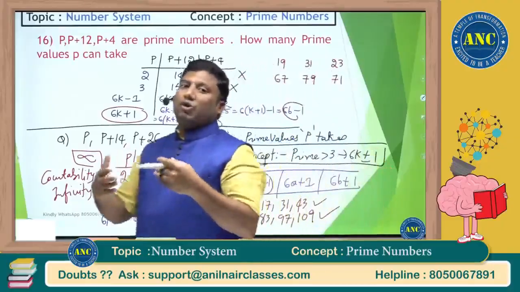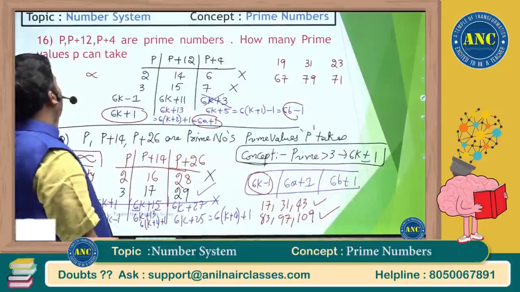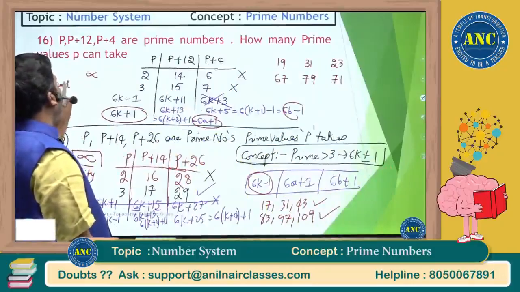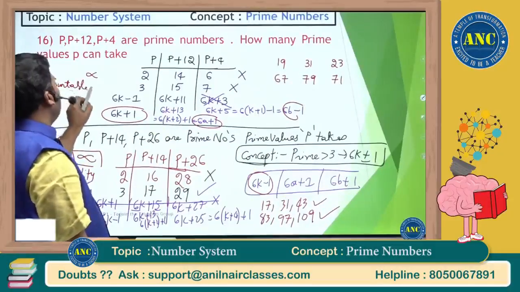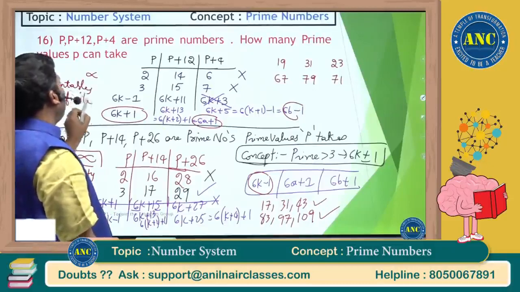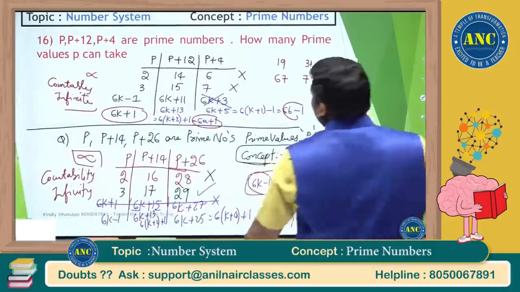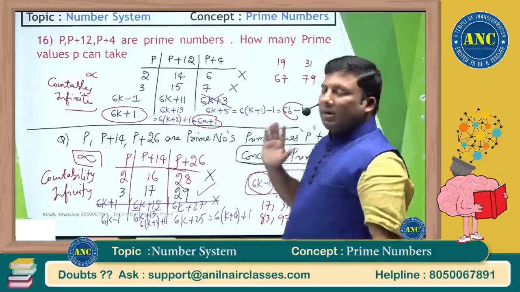Similarly, 3 digits, 4 digits, 5 digits, there could be any number. Same answer. Answer is countably infinite. You can count it, but you have better things to do in life. These 3 questions, I hope it is clear.